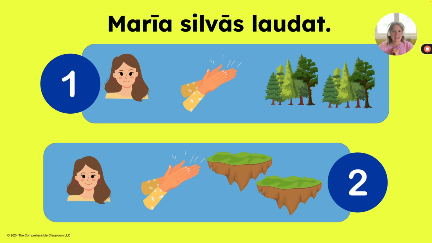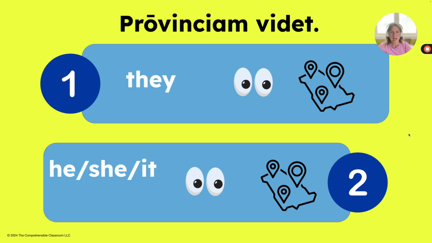Maria silvas laudat. What is Maria praising? Number 1, silvas, forests, plural. Provinciam videt. Error. Provinciam ends in am. It's not the subject. The subject is implied. Videt is singular, sees. So it's going to be he or she or it sees provinciam, the single province. Number 2.